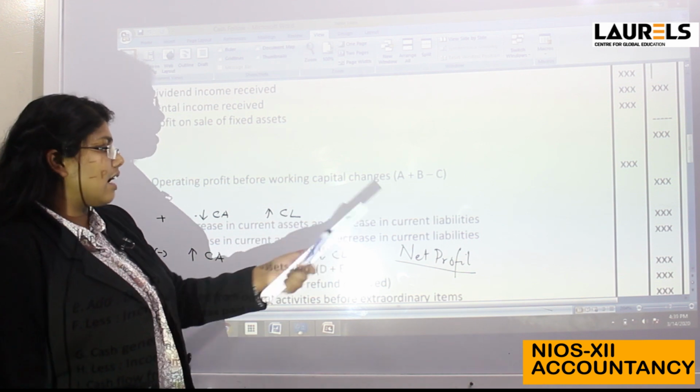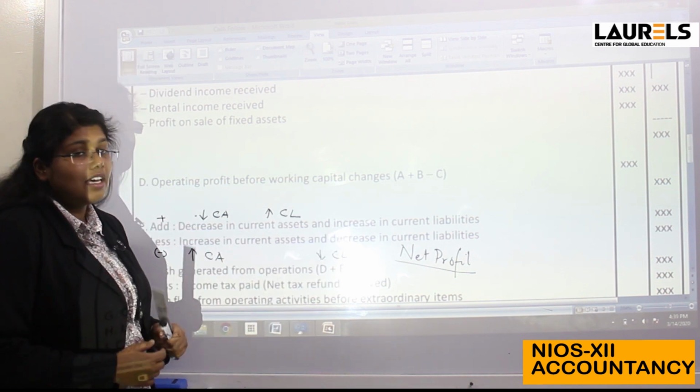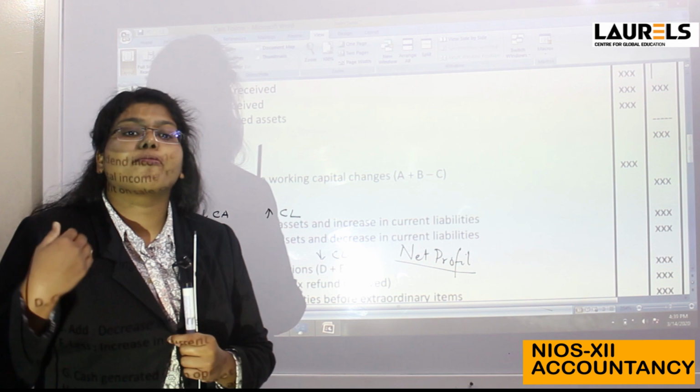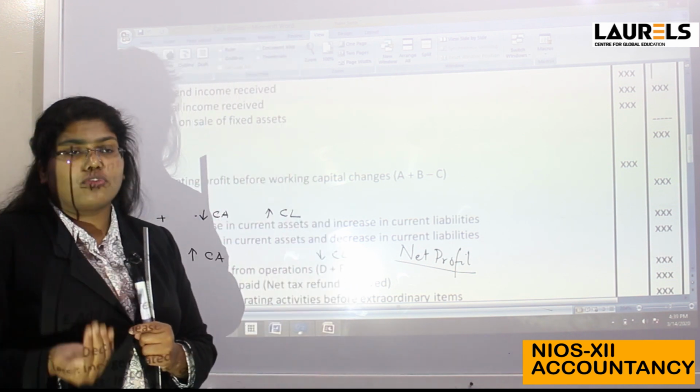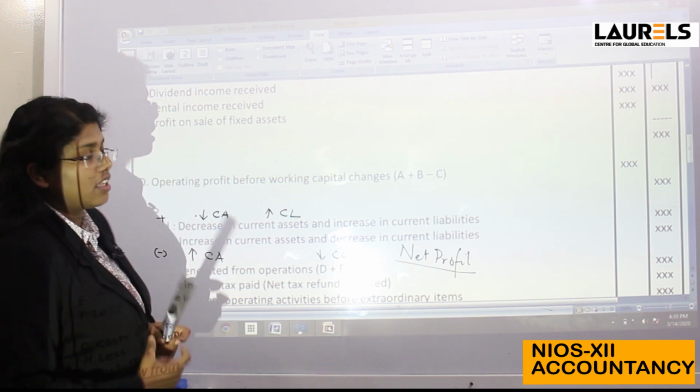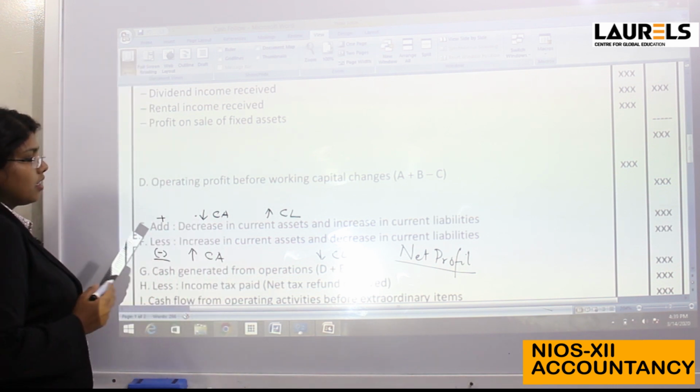And a decrease in current liabilities also we minus. Why? A decrease in current liabilities means you have paid off more liabilities. That means there is less cash in hand. As per cash flow statement, we will have less cash, and that is why we deduct it.